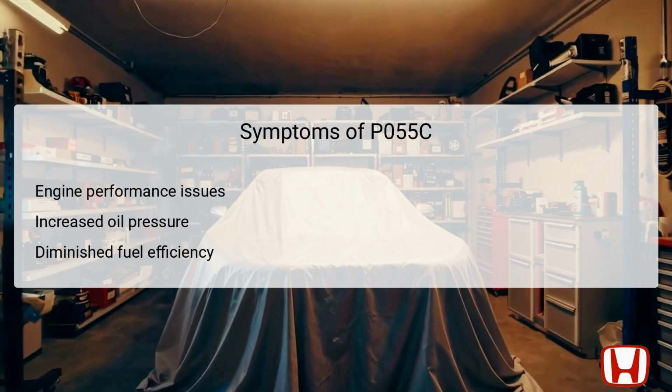Symptoms associated with DTC P055C can manifest in various ways, primarily affecting engine performance. Drivers may notice irregularities in engine operation, such as hesitation or reduced power during acceleration. Additionally, increased oil pressure indicators may arise, reflecting issues with lubrication efficiency due to the sensor's reliability. Fuel efficiency can also take a hit, as a failing rocker arm oil pressure sensor may lead to suboptimal engine performance, causing the engine to work harder to compensate for the perceived oil pressure inconsistencies.